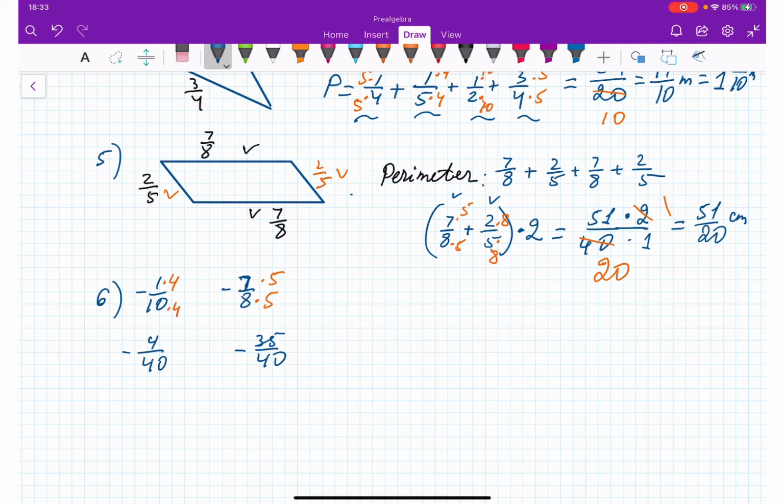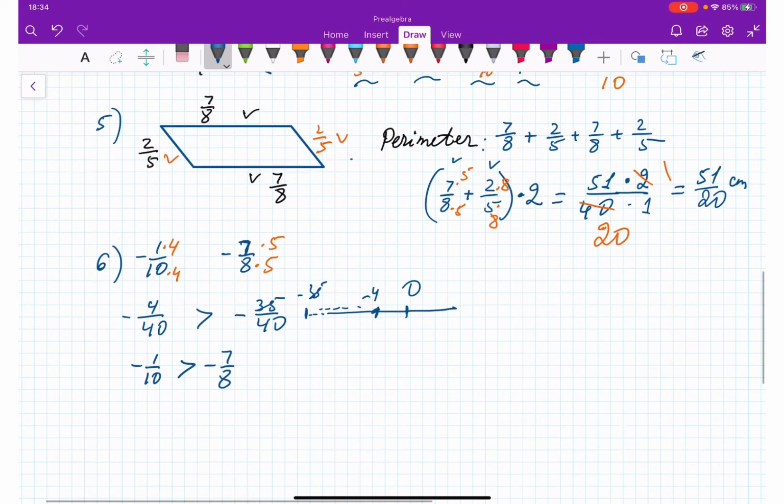Why? On the number line, this is 0. Negative 4 is going to be here, and somewhere here, negative 35, let's say. Obviously negative 4 is greater than negative 35. So we put the greater sign. Negative 1 over 10 is greater than negative 7 over 8.